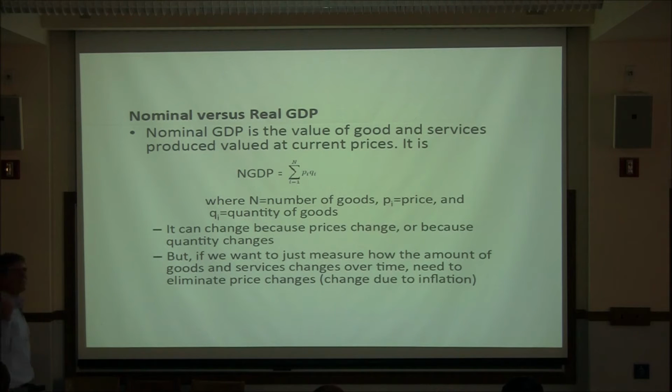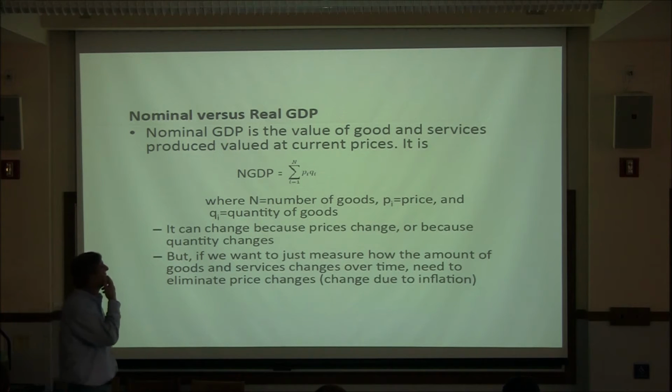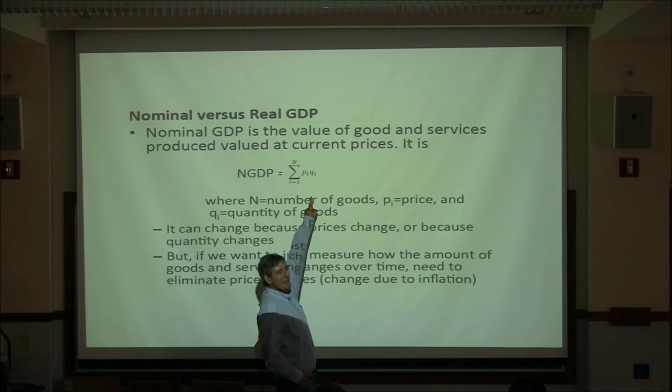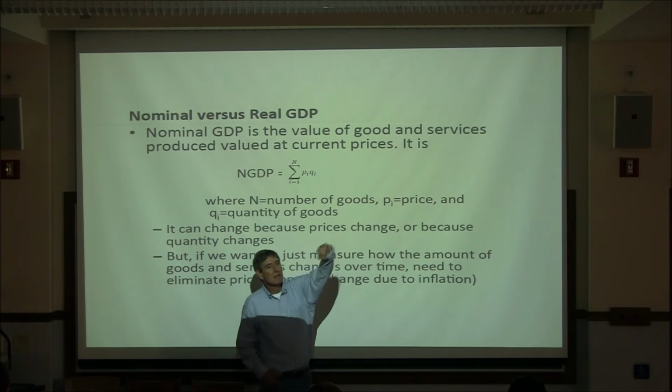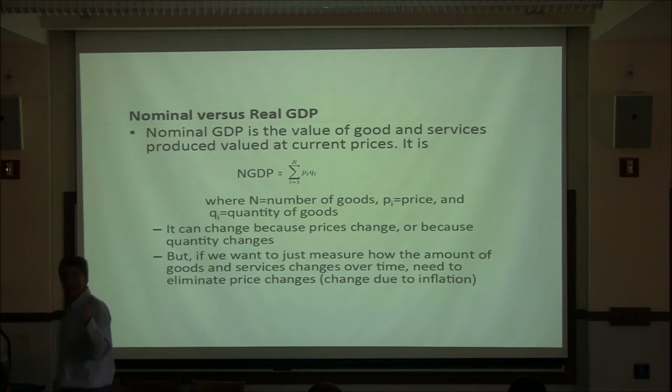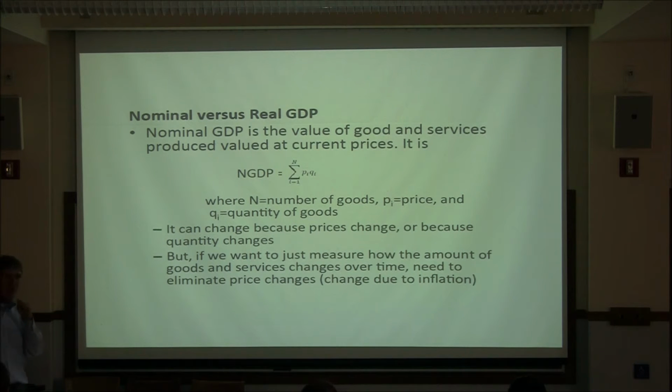How do we do that? One thing we can do is fix a set of prices in a certain year. We can take the prices in the year 2005, and from then on, use those same prices and use the different quantities in every year. That's one way of measuring real GDP. There's a better way, we'll talk about it.